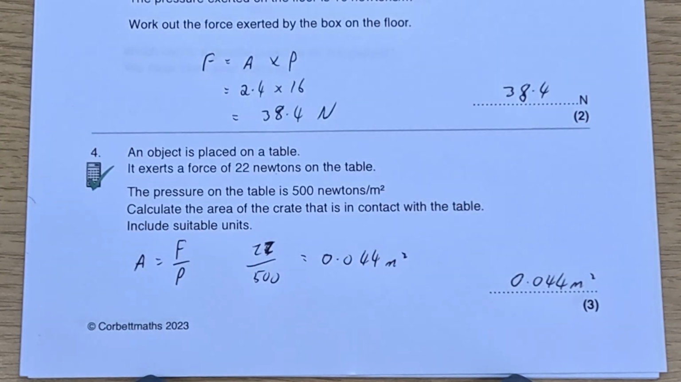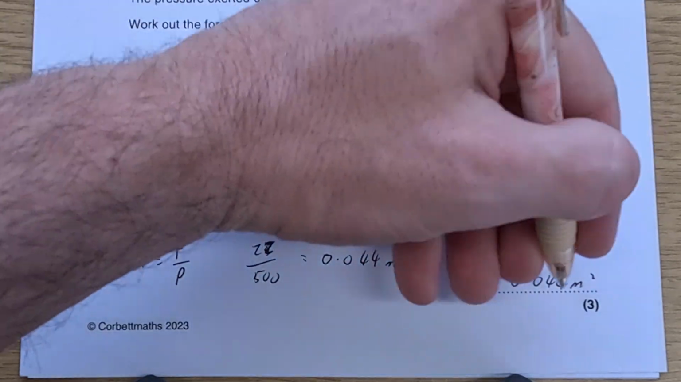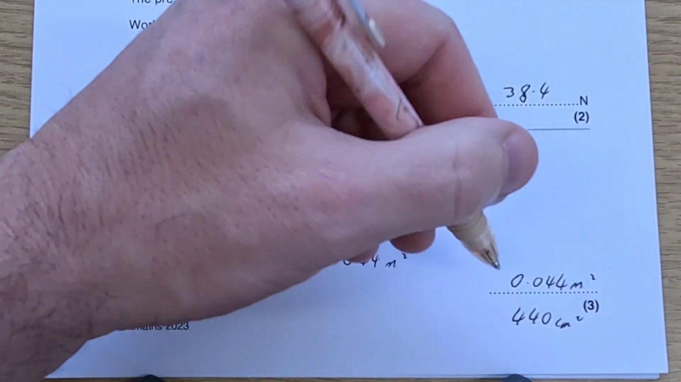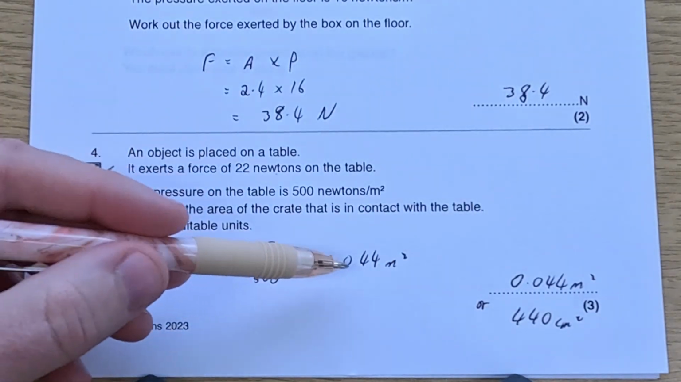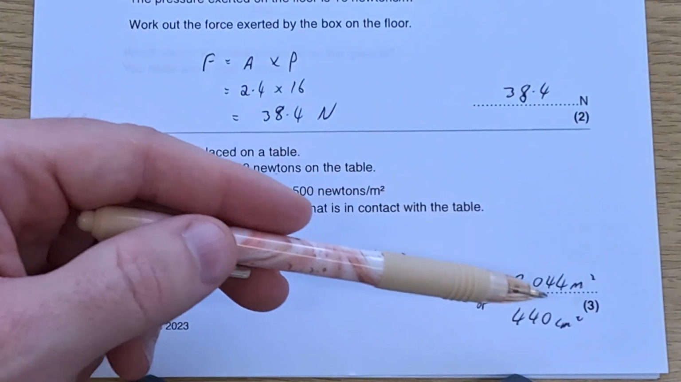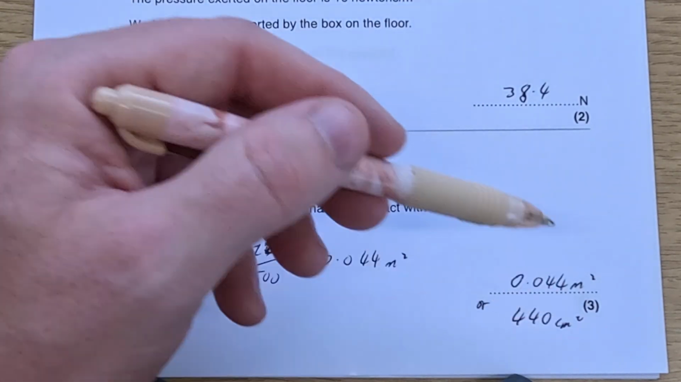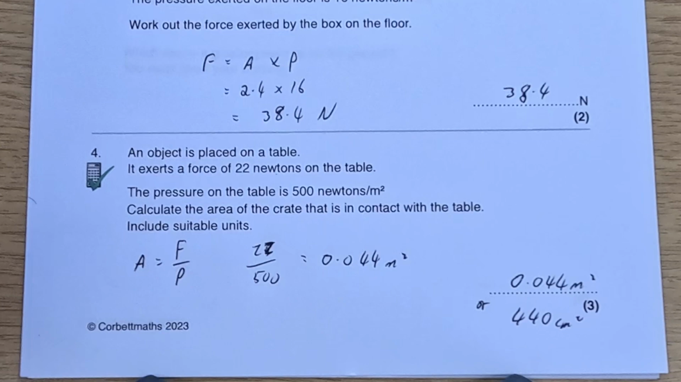So if we times this by 100, and then times by 100 again, that's equal to 440. So 440 centimeters squared. We could give our answer as either one of those two options, 0.044 meters squared or 440 centimeters squared. And just remember, to change from meters squared into centimeters squared, you times by 100 and by 100 again.